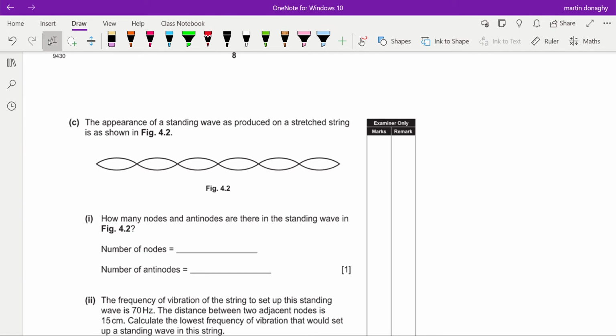The appearance of a standing wave produced on a stretched spring is shown below in figure 4.2. How many nodes and antinodes are there in the standing wave? Well, let's label them. There's node, node, node, node, node, node, node. Count them up, and it is 7. The antinodes then go in between, and we get 1, 2, 3, 4, 5, 6 antinodes.